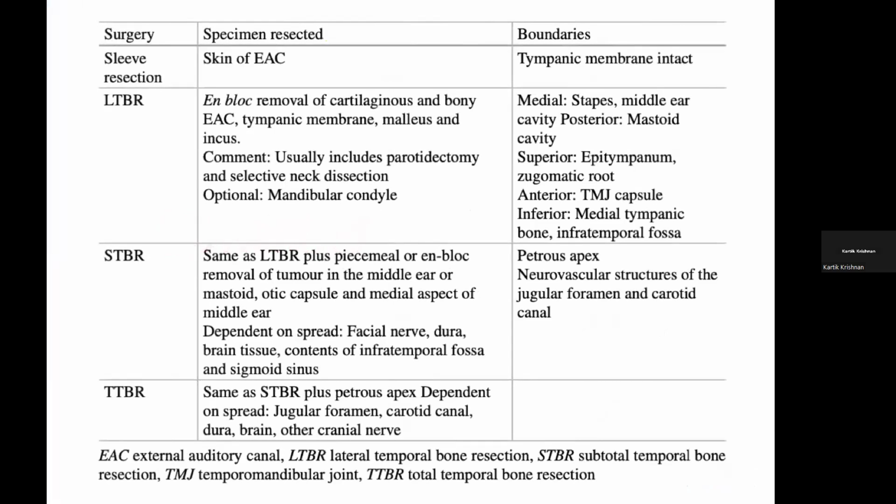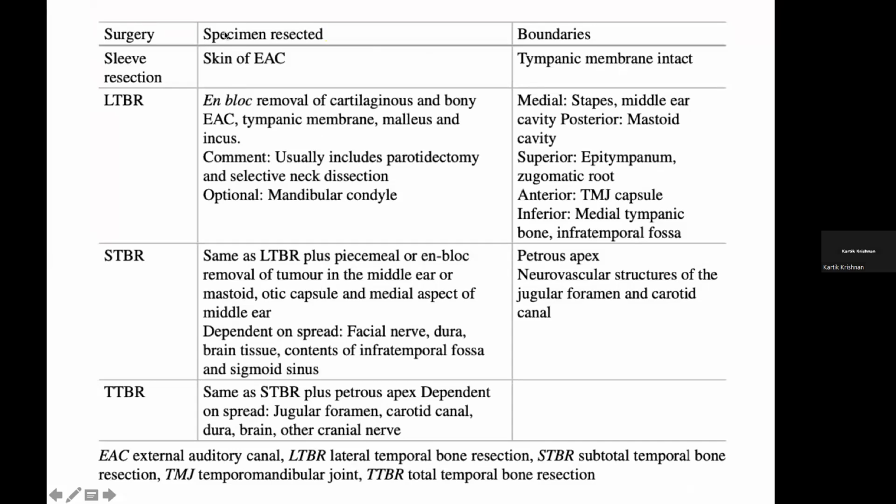So, surgery. What are the surgical options available? Traditionally, these are the different surgery options: sleeve resection, LTBR, which is lateral temporal bone resection, STBR, which is subtotal temporal bone resection, and TTBR, which is total temporal bone resection. So what structures are removed in the different surgeries?